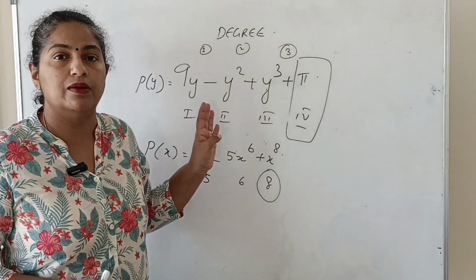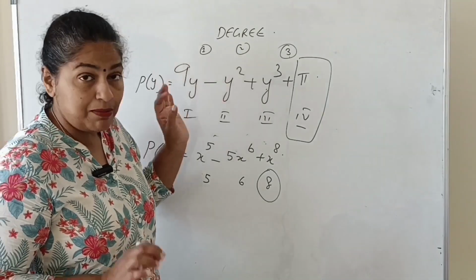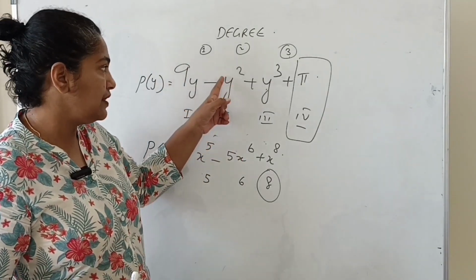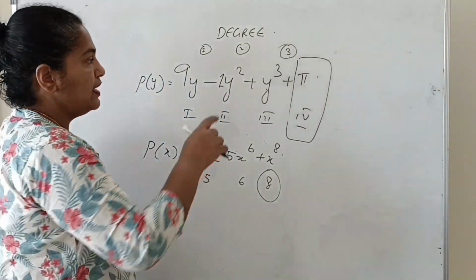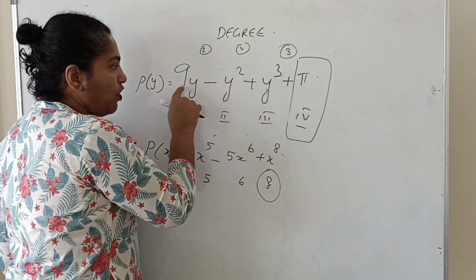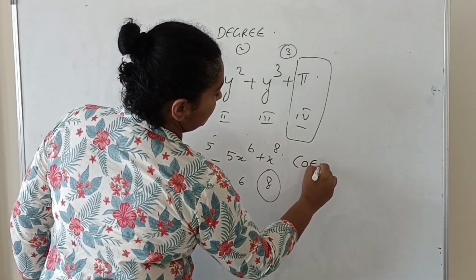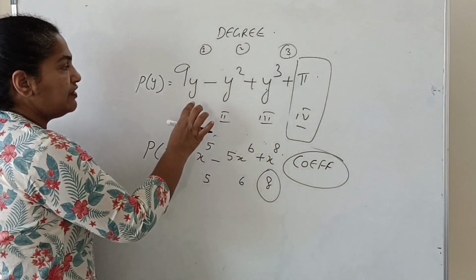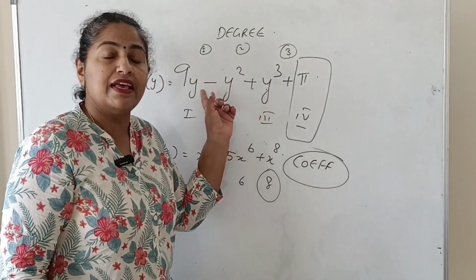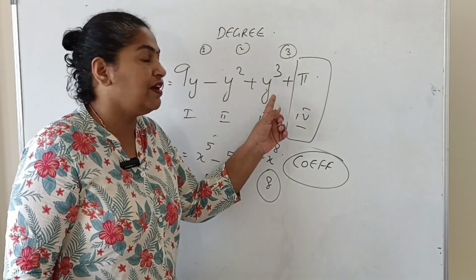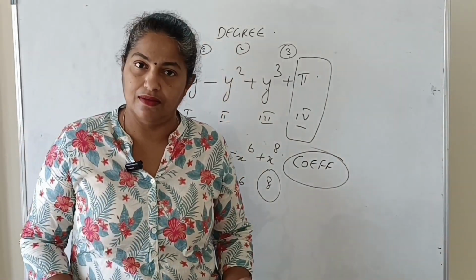Now, I have told you there are 4 terms and you know that in the first term you have a constant and a variable which are multiplied together. In the second term, there is a constant which is actually 1 over here, but we are not writing it because 1 into y square is y square. Same over here. This constant which is standing along with the variable is called the coefficient. So, in the first term, the coefficient of y is 9. In the second term, the coefficient of y square is minus 1. In the third one, the coefficient of y cube is plus 1. You have to consider the sign as well.